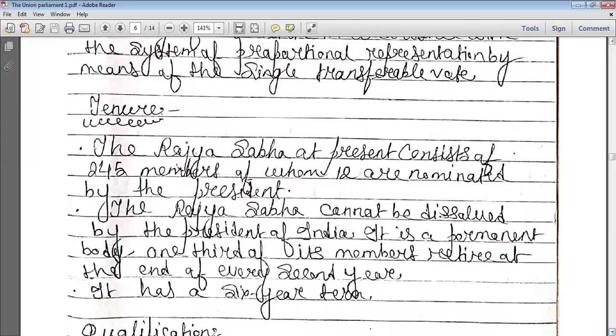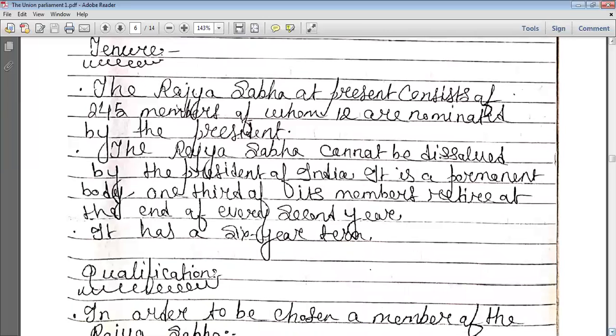Next, we would like to discuss tenure. The Rajya Sabha consists of 245 members, of whom 12 are nominated by the President. This is the current strength of the Rajya Sabha. The Rajya Sabha cannot be dissolved by the President of India. Why? Because the Rajya Sabha is a permanent body. Why has the Parliament given permanency to the Rajya Sabha? Because whenever the Lok Sabha dissolves, the Rajya Sabha comes to perform the activities of the Lok Sabha. It is a permanent body.